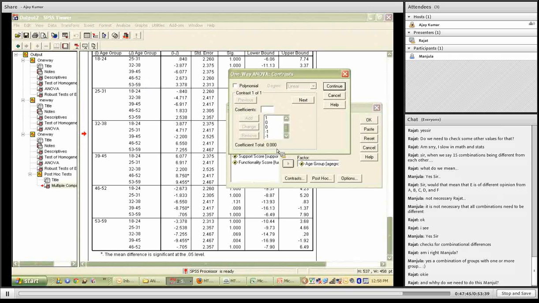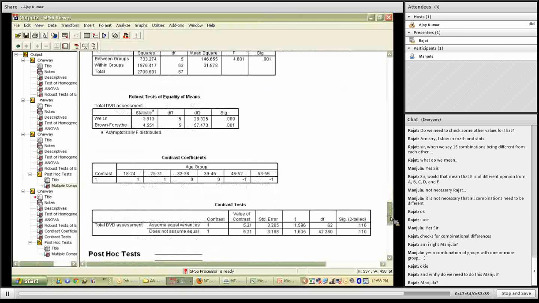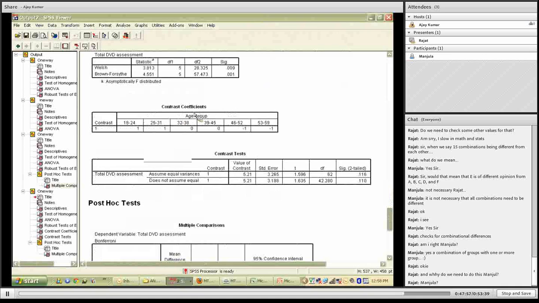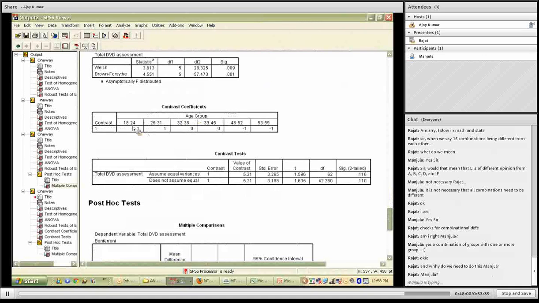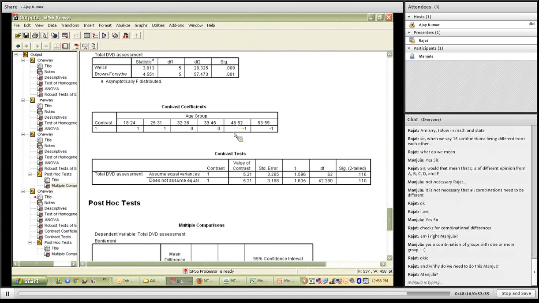So what does it do? Now let me show it to you. Continue and press OK. Now look what happens. This is the contrast coefficients that I have defined. Try to understand it. 18 to 24 I have given 1, 25 to 31 I have given 1. These two groups I have given 0, and hence they are out of the analysis now. 46 to 52 is -1, 53 to 59 is -1. The sum of these two is -2 and the sum of these two is +2, so the contrast coefficient sum is 0.